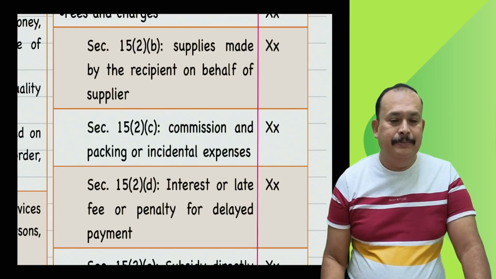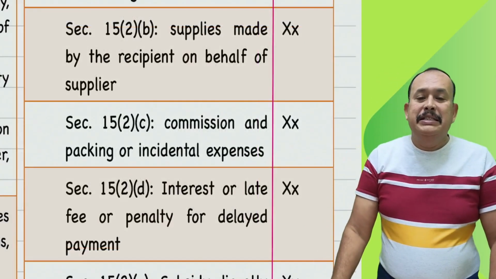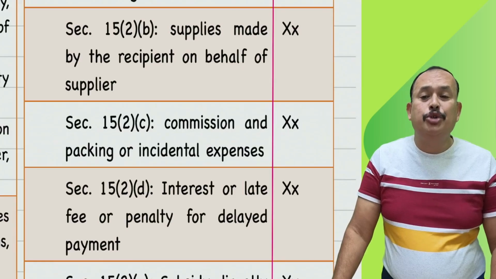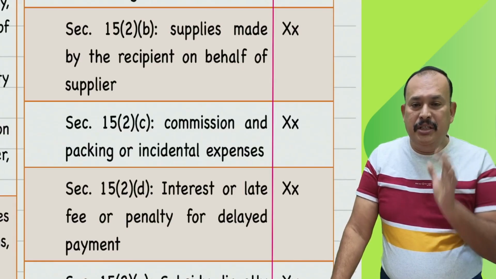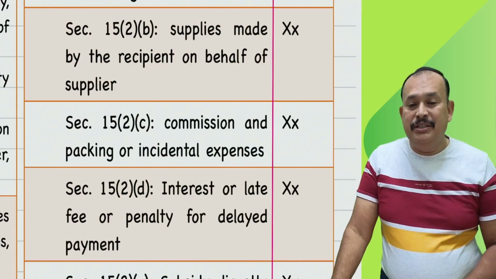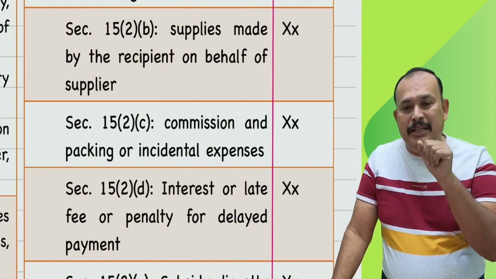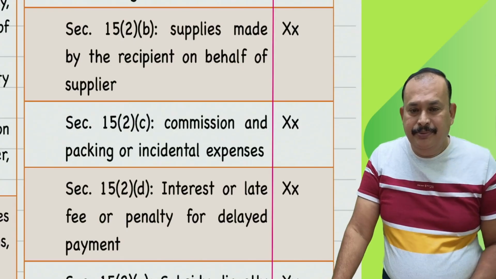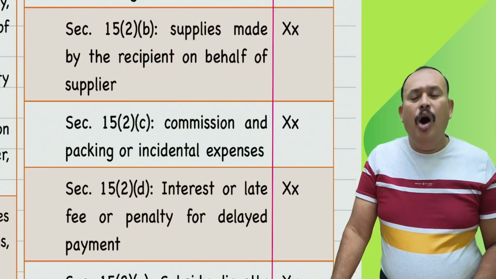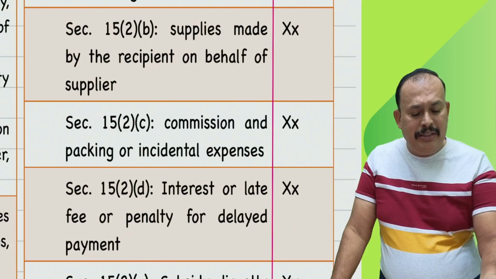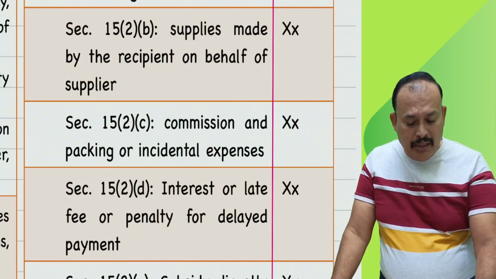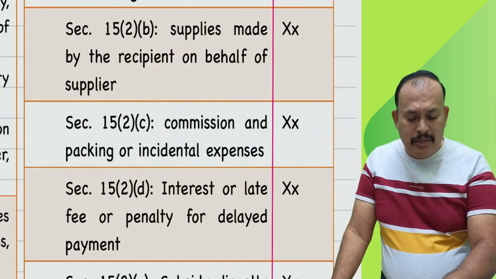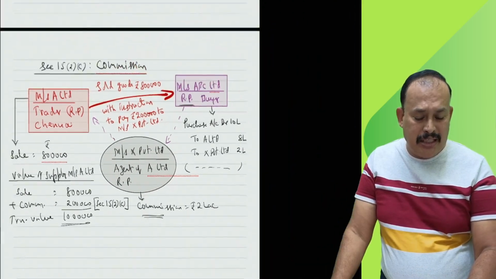Further, my dear sir, Section 15, subsection 2, clause C. Commission and packing charges are incidental expenditure, if any, should be added back if not added. How to understand this? Also with a simple example, as follows. Here I am going to bring to notice one simple example for 15(2)(c).